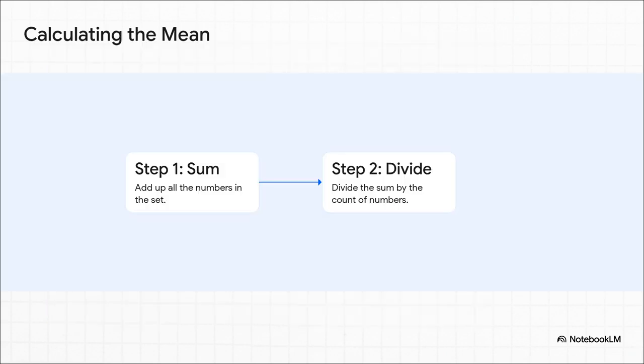And calculating it couldn't be easier. You just add everything up, and then you divide that big sum by how many numbers you started with. That's it. But as we're about to see, that beautiful simplicity can sometimes be a little bit tricky.